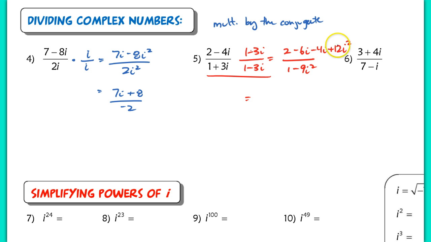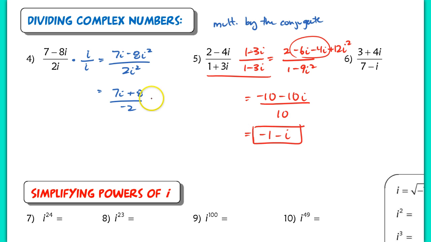So you have 2 minus 12, so negative 10, and then these two would combine and be negative 10i. And in the denominator, 1 minus a negative 9 turns into 10. It's positive 10. And this would then simplify to negative 1 minus i. This is kind of like I was saying in that problem over here. We can't reduce this one, but here we can because each of those factors out a 10. Alright, I would like you to try number 6 on your own and then check with the key.